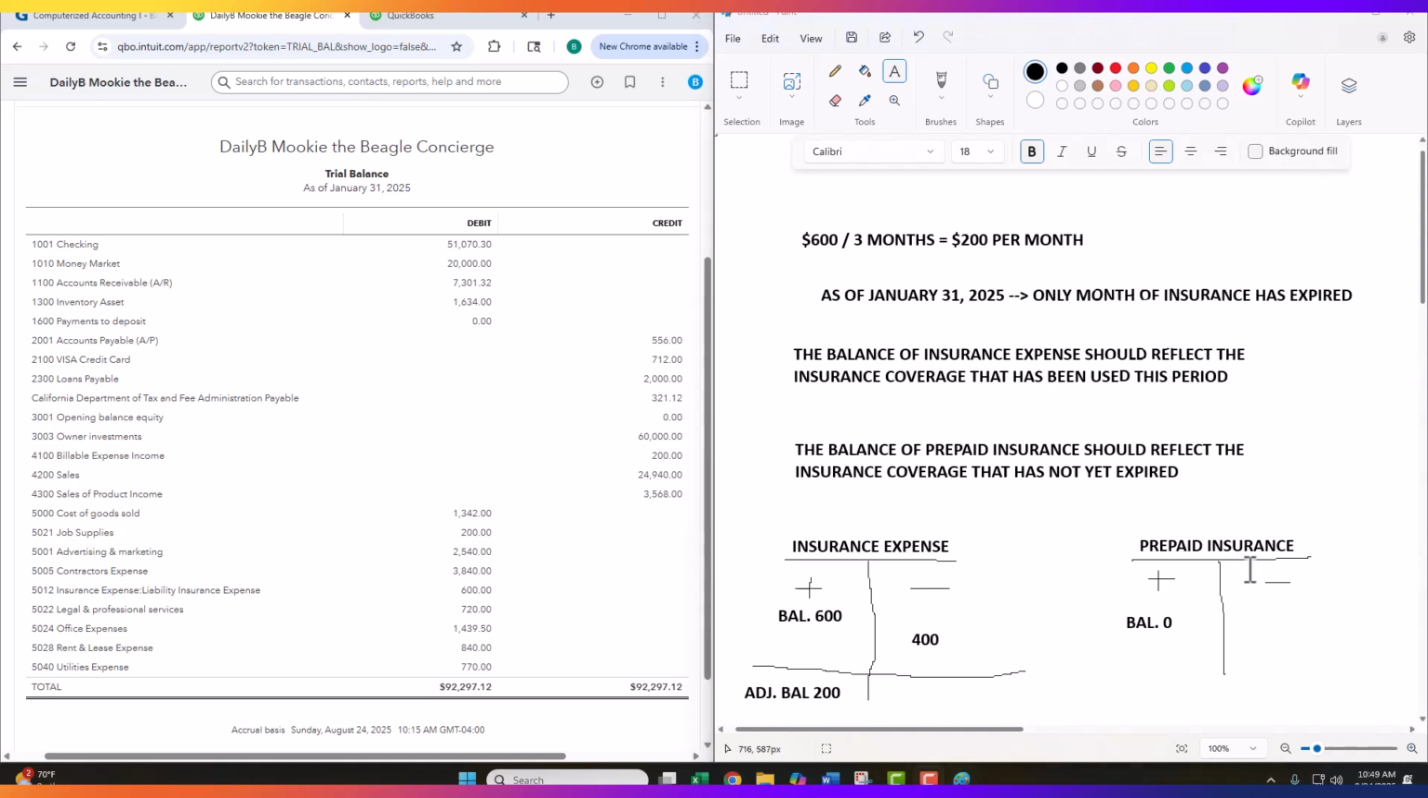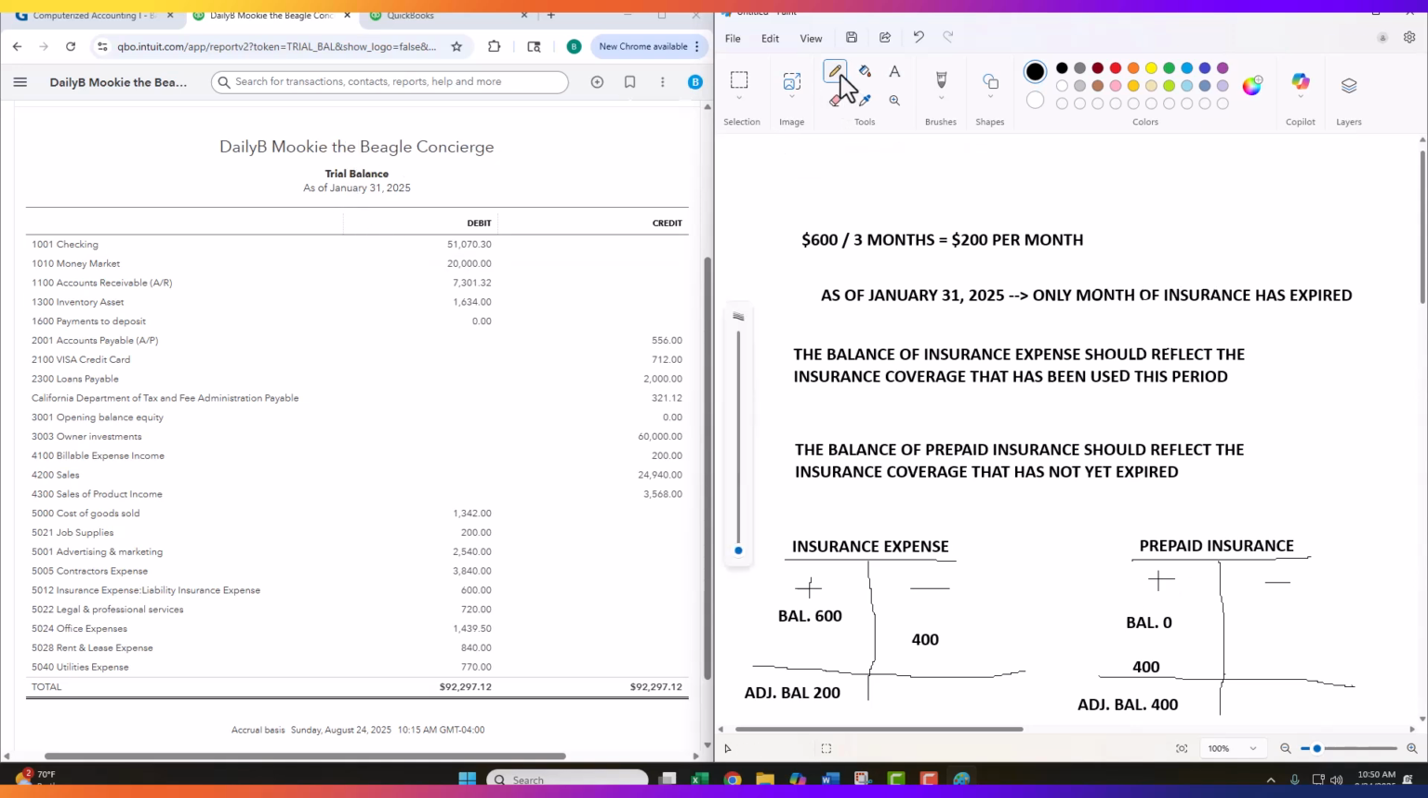And over here on the asset side, the prepaid insurance right now has no balance at all. But the balance of this asset should reflect the insurance coverage that has not yet expired. Well, that's exactly what the $400 represents. So the account should have an adjusted balance of $400 after we're done with it. So to go from a balance of 0 to an adjusted balance of $400, we can see we have to add to the account. And this is an asset account, and to add to asset accounts, you place the amount on the debit side. So that's what our adjusting entry is going to do. It's going to debit our prepaid insurance.